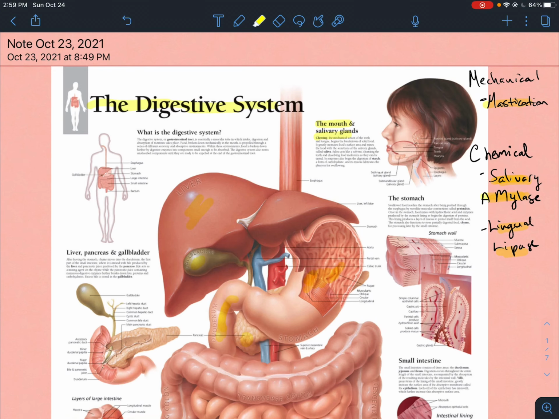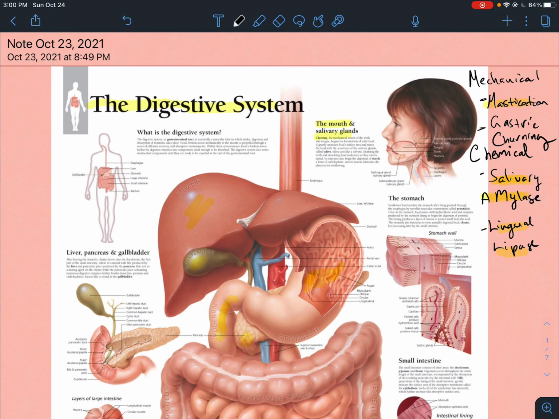Other types of mechanical digestion that we can see, for example, in the stomach is gastric churning, and that's using the muscles of the stomach. Gastric churning is another type of mechanical digestion which takes place in the stomach.